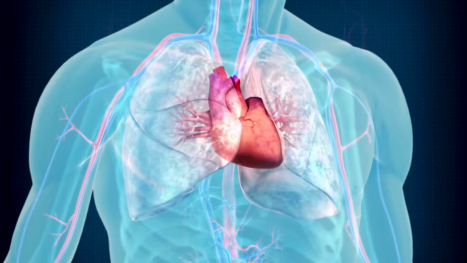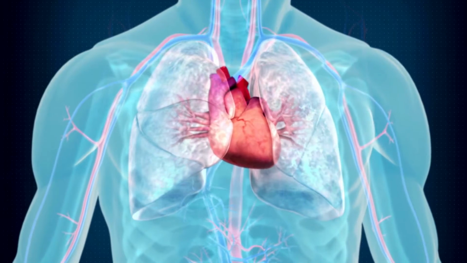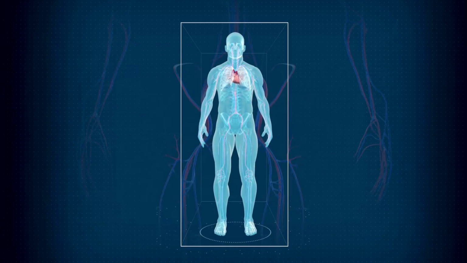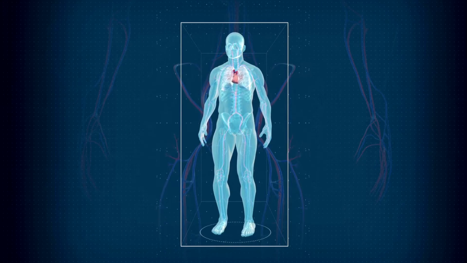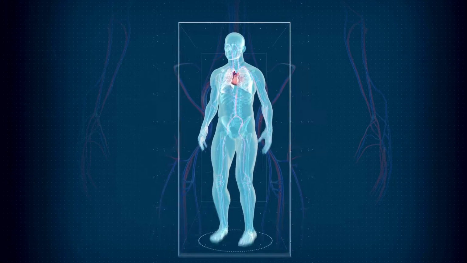Before discussing the most common cardiovascular diseases, let's first provide an overview of the cardiovascular system and its function. The cardiovascular system is made of the heart, blood vessels, and the blood, and is responsible for the following functions.